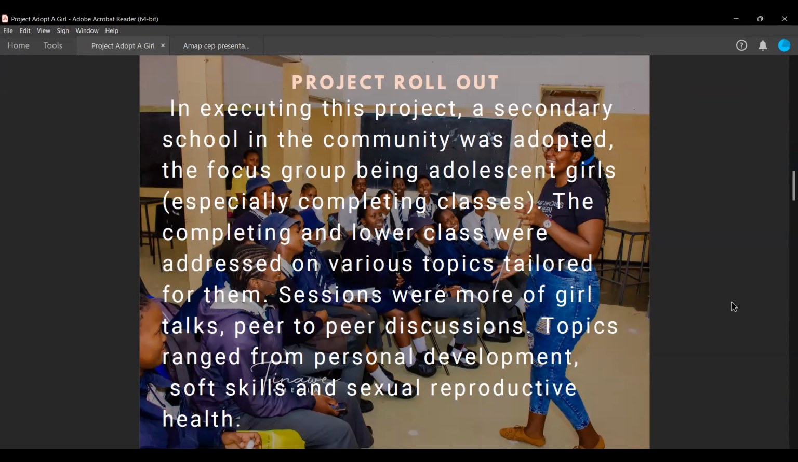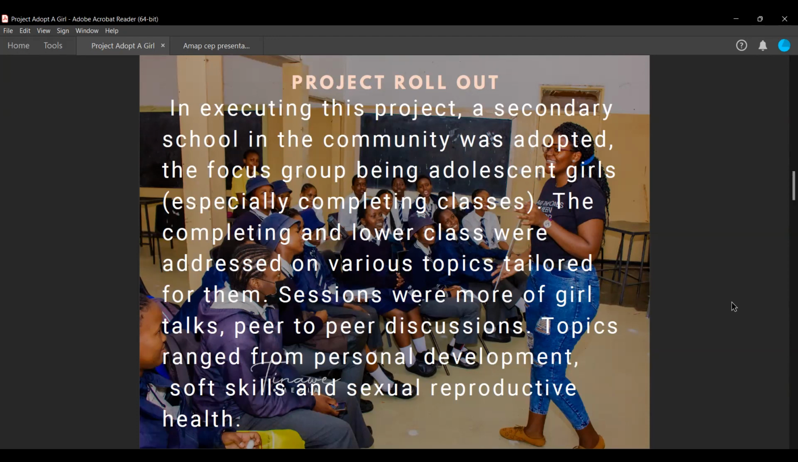In executing Project Adopt a Girl, I adopted a secondary school in my community, the focus group being young adolescent girls, especially those in the completing classes, because now they're going out into the world to face life. So they need to have certain skills, certain knowledge on how they're going to tackle life out there. These sessions focused on the completing and lower classes, and we addressed them on various topics tailored for their age.